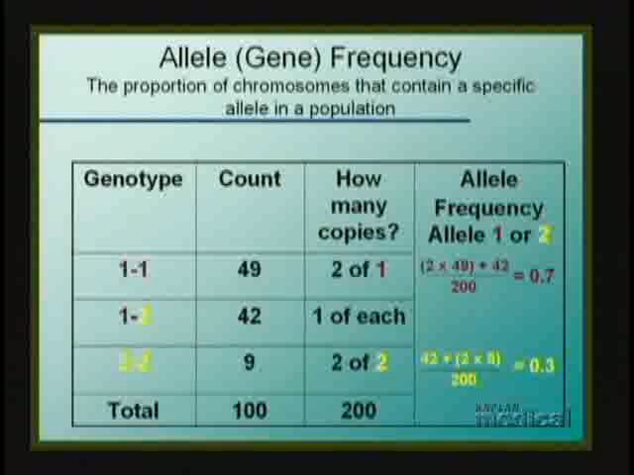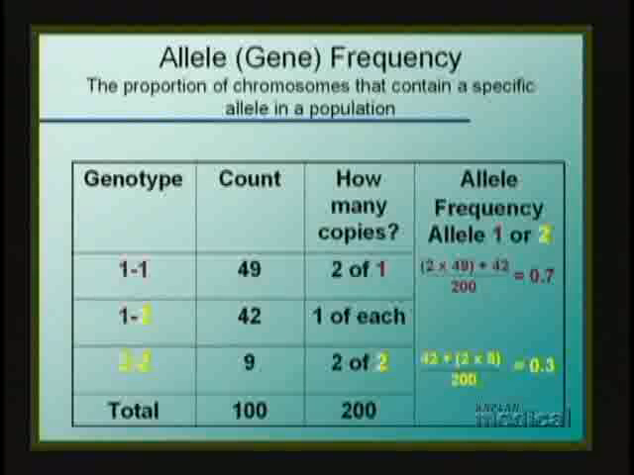Each of the homozygous 1-1 individuals will have 2 copies of allele number 1. Since there are 49 of those people, in those 49 1-1 people, there would be a total of 98 copies, 2 times 49, or 98 copies of allele number 1. Each of the heterozygous 1-2 people would have 1 copy of allele number 1. Since there are 42 of those people, that would be an additional 42 copies of allele number 1.